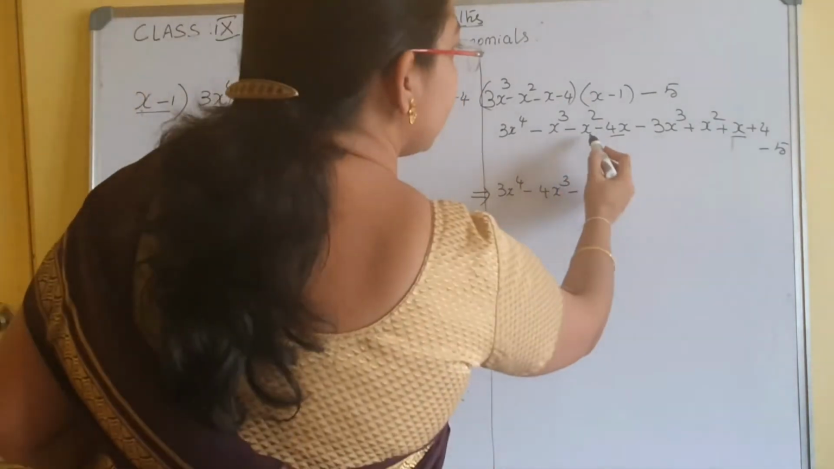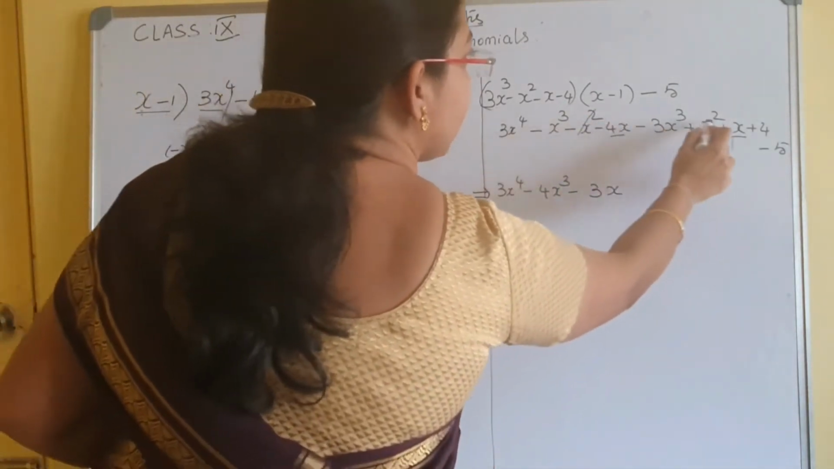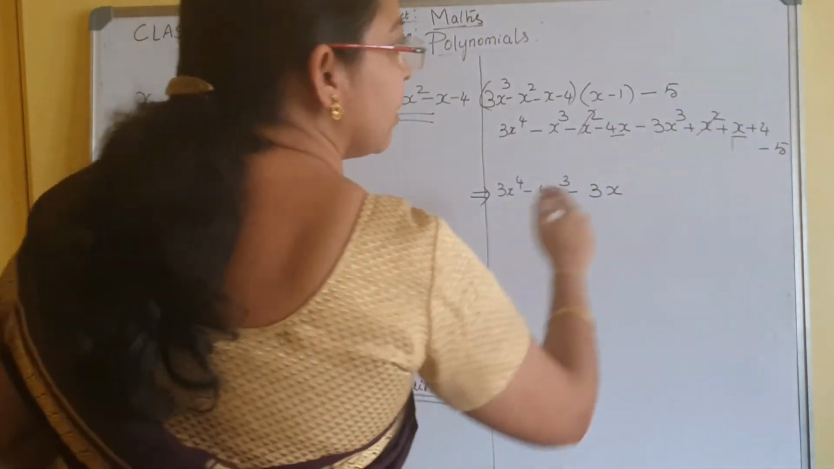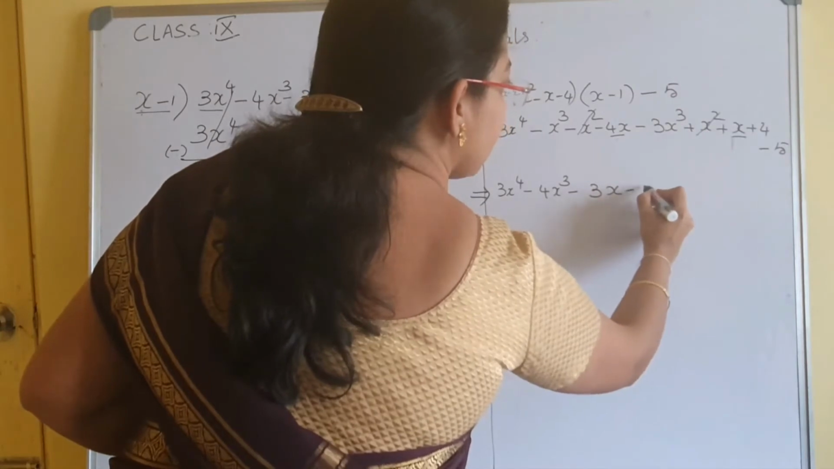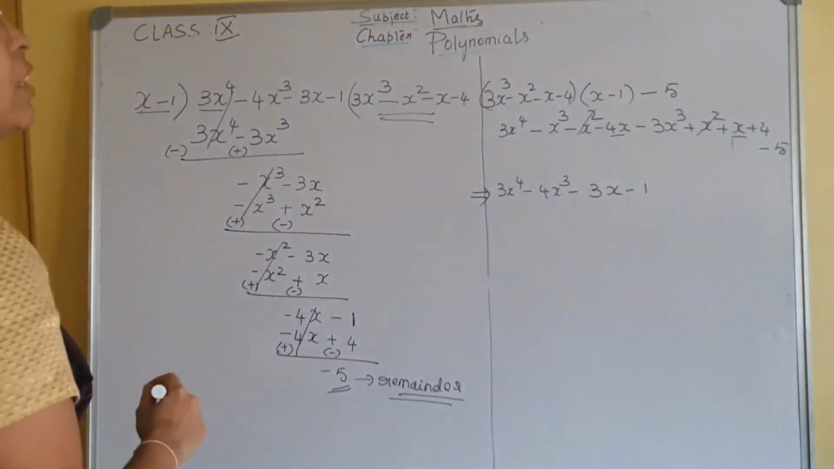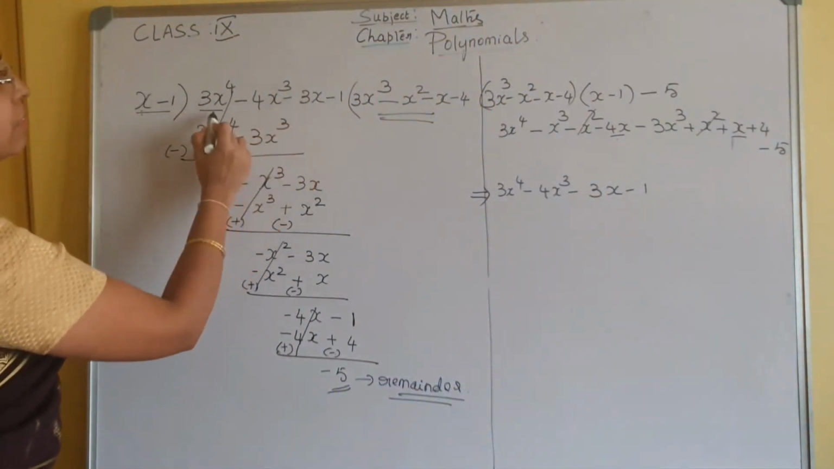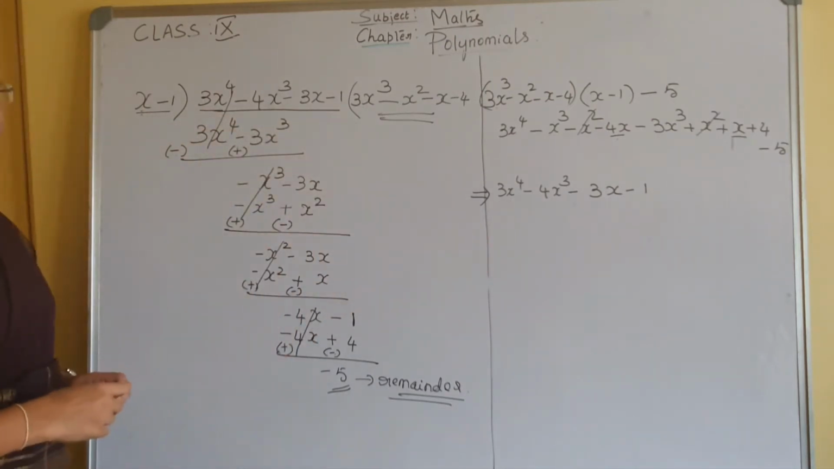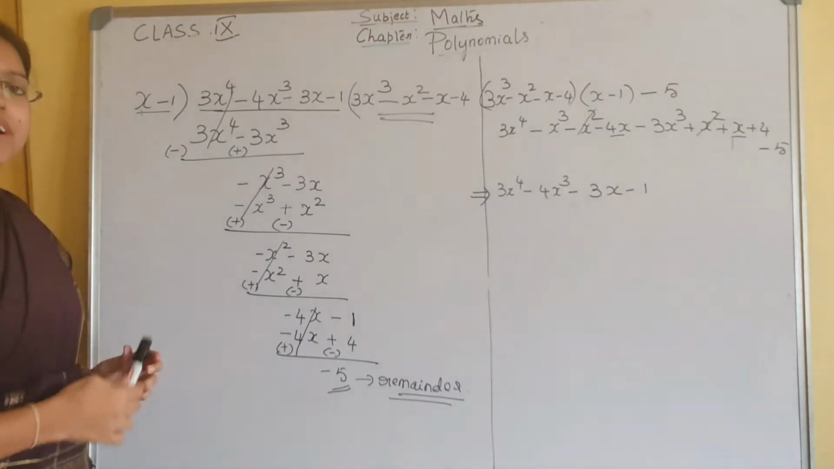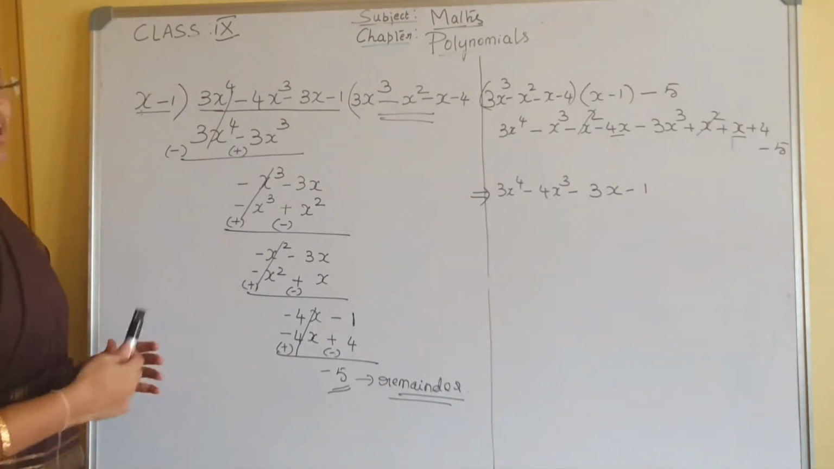And you are left with minus x square, and plus x square gets cancelled. And you are left with plus 4 and minus 5, which is minus 1. So did we not get back our dividend here? Right? So this is how we can apply the division algorithm to verify our long division. This is called the long division method.